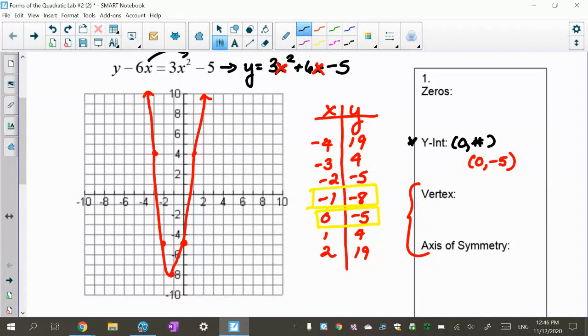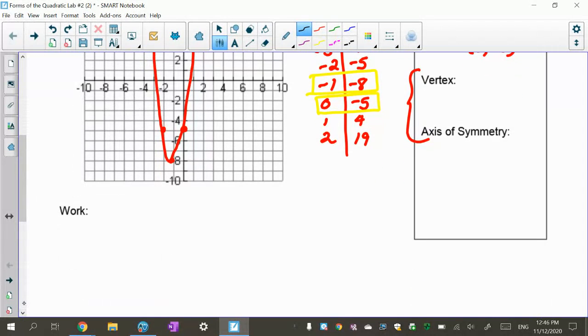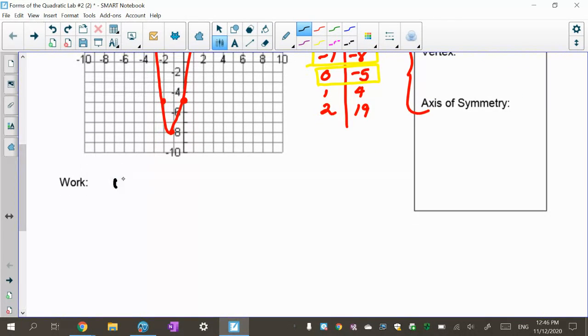Now I'm going to go through and complete the square to find the vertex and axis of symmetry. So we're going to do this below. Again, you've done this many, many times, but we're going to justify what the calculator says with algebra. So I have 3x squared plus 6x minus 5.